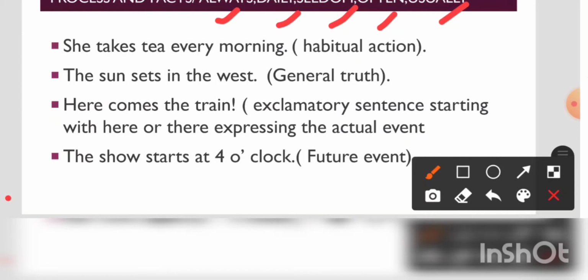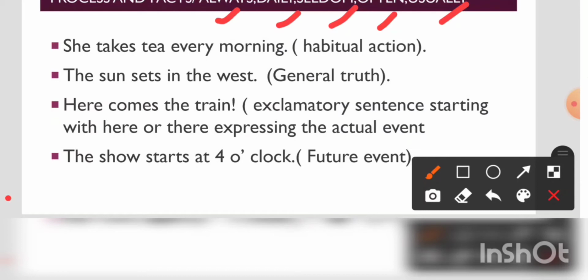See the examples. She takes tea every morning. Habitual action. The sun sets in the west. General truth. Here comes the train. This is an exclamatory sentence beginning with here. It can also begin with there also.